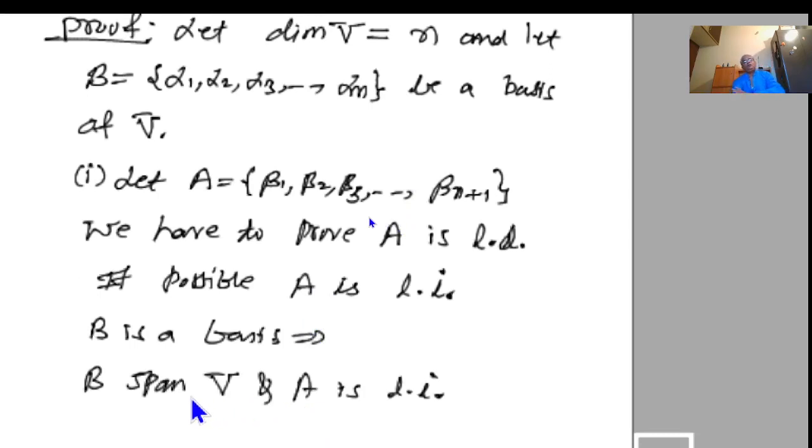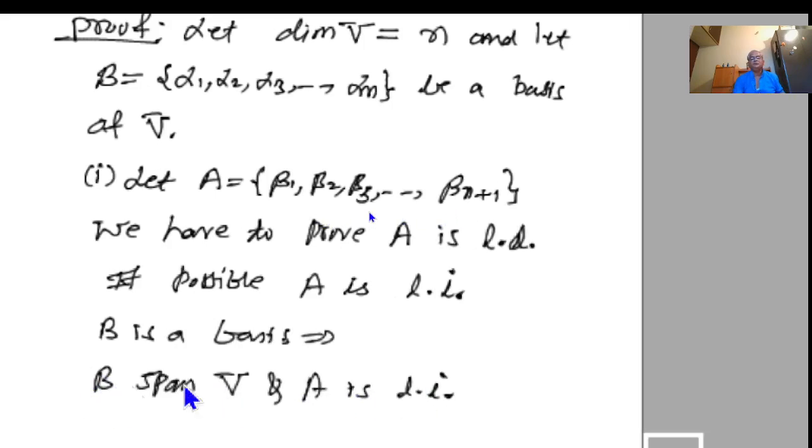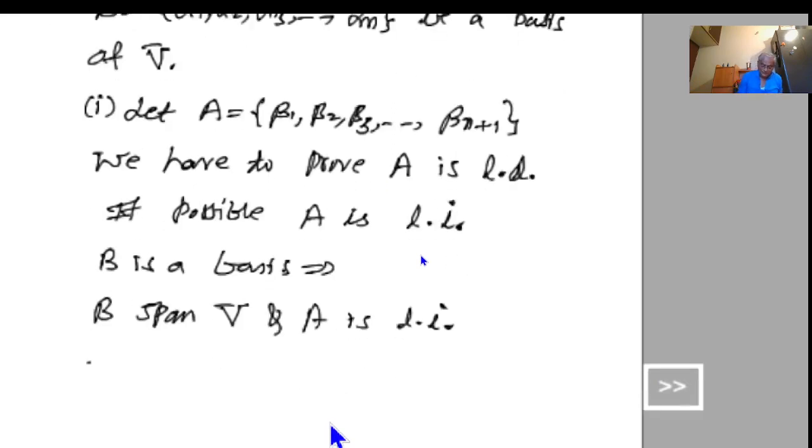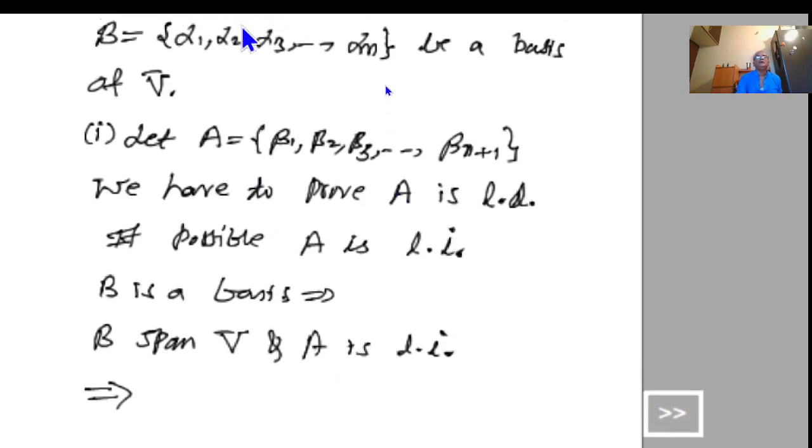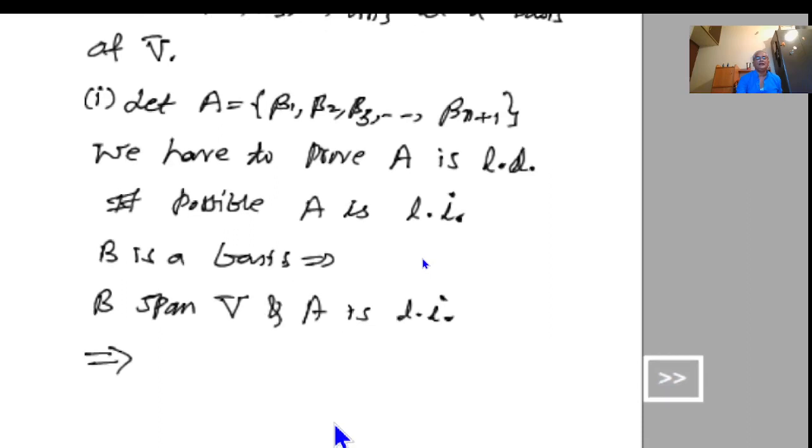Here again we use one of the results: if n vectors span V and r vectors are linearly independent, then n is greater than or equal to r. B spans V, A is linearly independent. Therefore, the number of elements in B must be greater than or equal to the number of elements in A. How many elements are there in B? In B we have n elements. That is, n is greater than or equal to the number of elements in A. How many elements are there in A? This is equal to n plus 1.